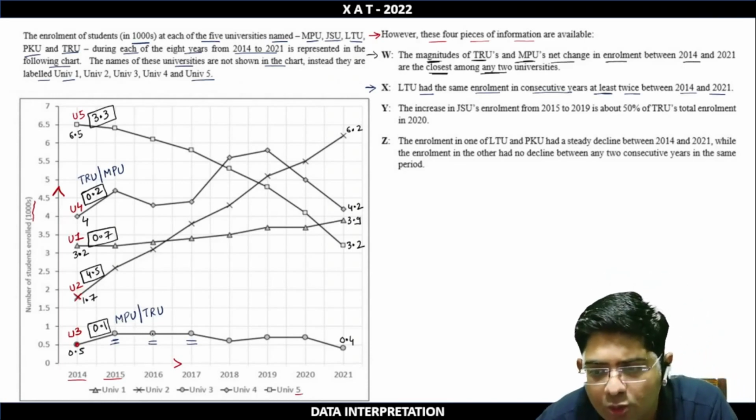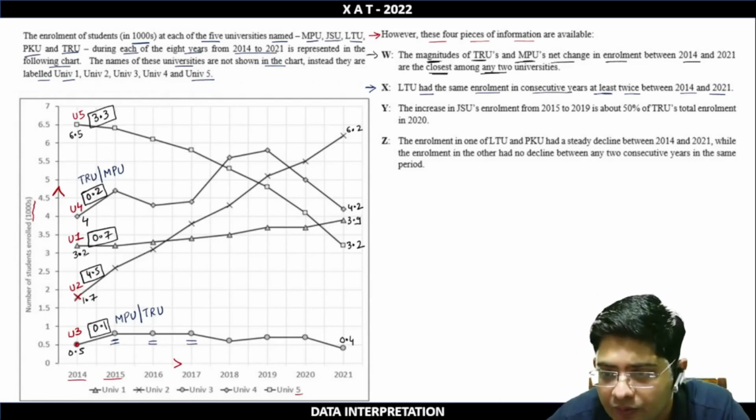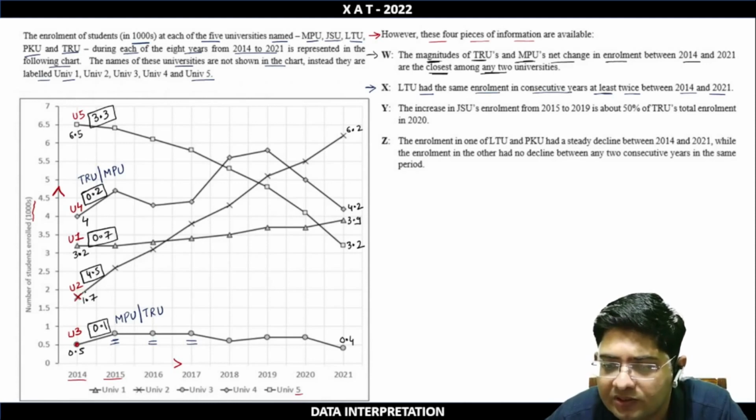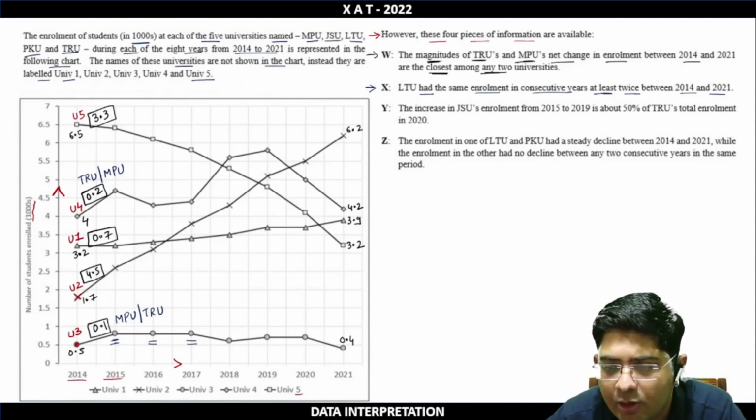So that means we have to look at one other line which has the same enrollment. If I look at this University 2, it is increasing gradually. So that cannot be LTU.